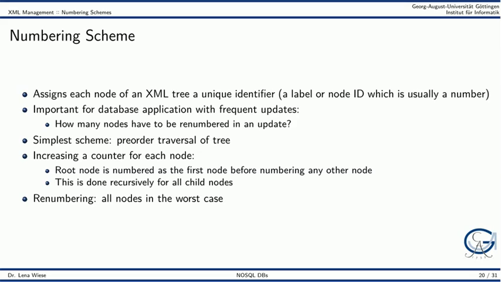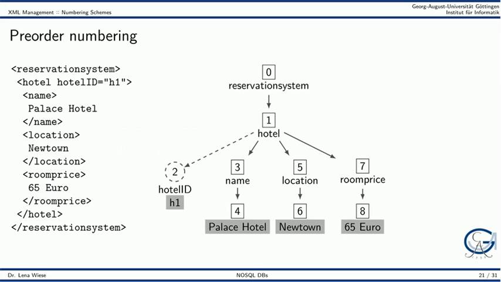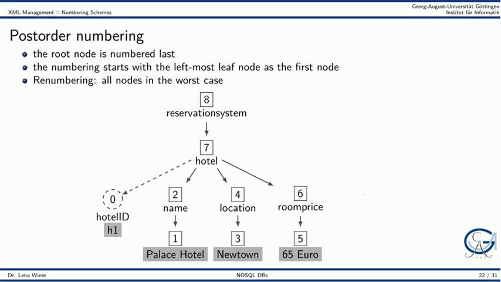The simplest numbering scheme is pre-order traversal of the tree. In the pre-order traversal, we have an increasing counter for each node. First, we number the root node and then go on recursively for all child nodes. In an update, in the worst case, all nodes have to be renumbered. We see here an example of pre-order traversal of the tree. We start with a root node and give it a 0. The highest numbered node is the rightmost child node, leaf node, in the tree.